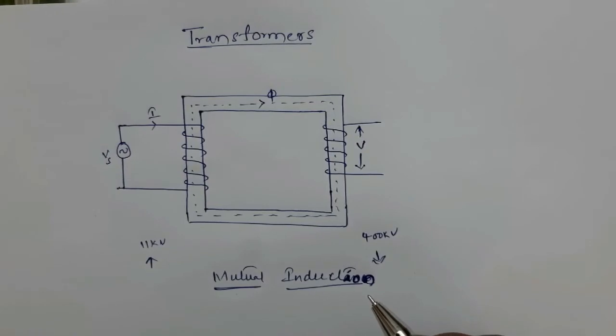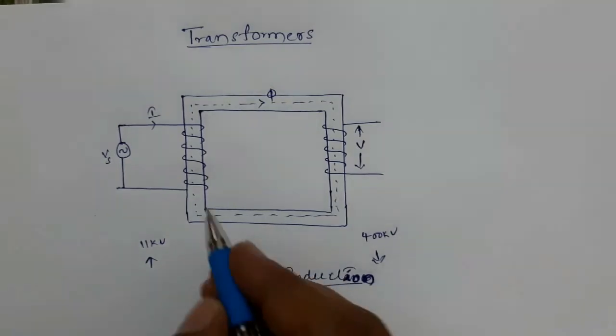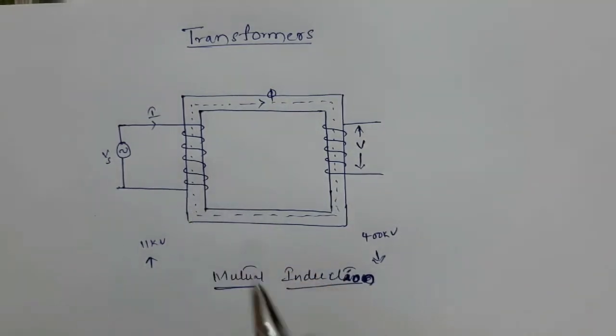So far we have studied the basic function of the transformer. Now we are going to learn the basic working principle of the transformer. The transformer works based on mutual induction. What is meant by mutual induction? Mutual means common.